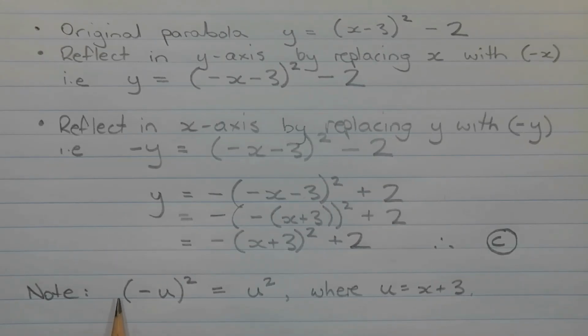Now just as a side note, let's say negative u in brackets squared is identical to u squared, since we're squaring a negative, the two negatives cancel and become positive. In this case, u is equal to x plus 3. So what we end up with is y is equal to negative, open bracket, x plus 3, close bracket squared, plus 2. Therefore, the correct answer is option C.